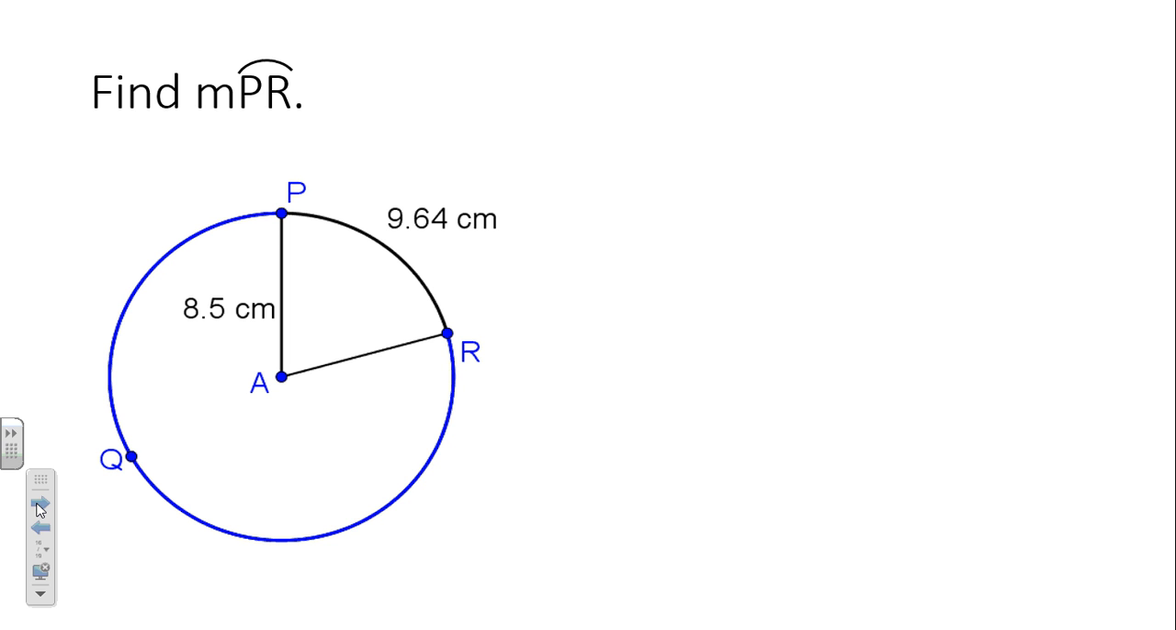Okay, so now we want to know what is the measure of arc PR. So we want to know how many degrees is this minor arc. Our central angle is the same as that arc, and we want to know how many degrees is this. Okay? So what was the formula I just asked you to write down?